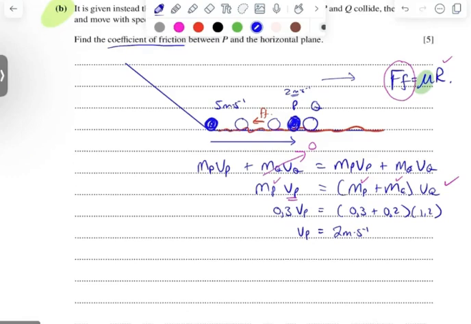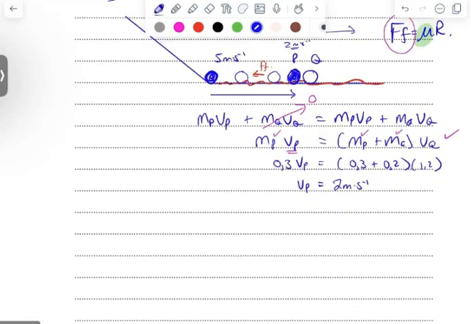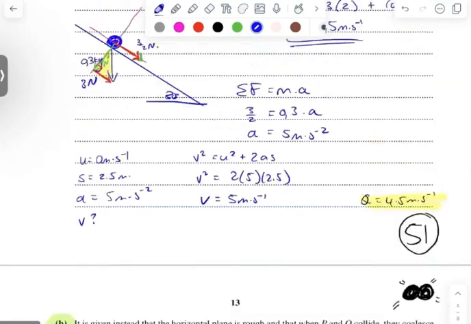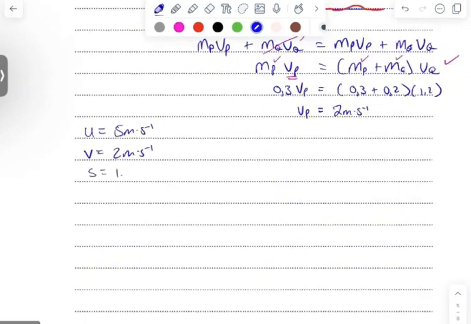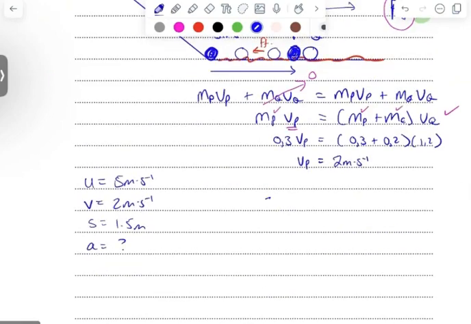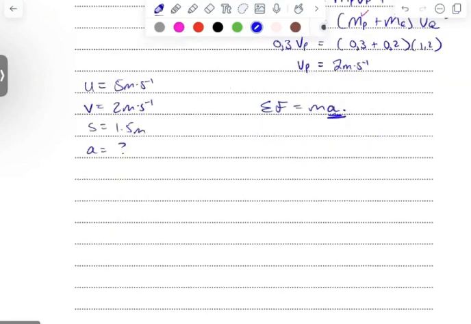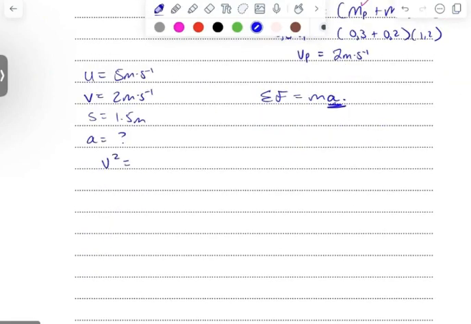So I'm going to do another SUVAT equation along that arrow, if I can put it that way. My initial speed is 5 meters per second. My final speed is 2 meters per second. This distance they gave us is 1.5 meters. And I can work out my acceleration. The reason I want to work out my acceleration is because then I can go into my sum of forces, which is mass times acceleration. So all of these questions are like puzzling pieces together.